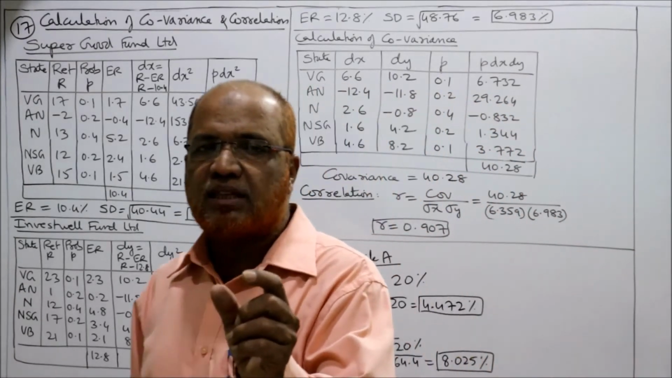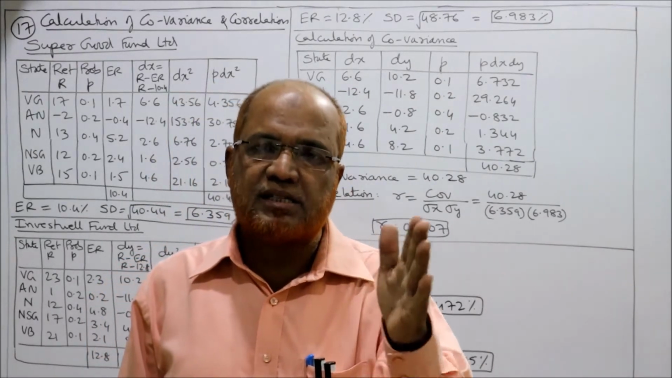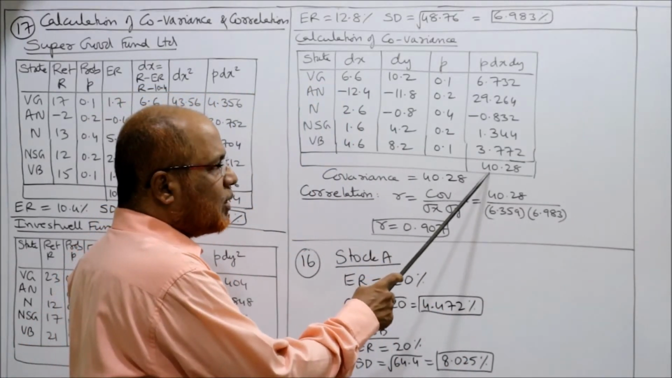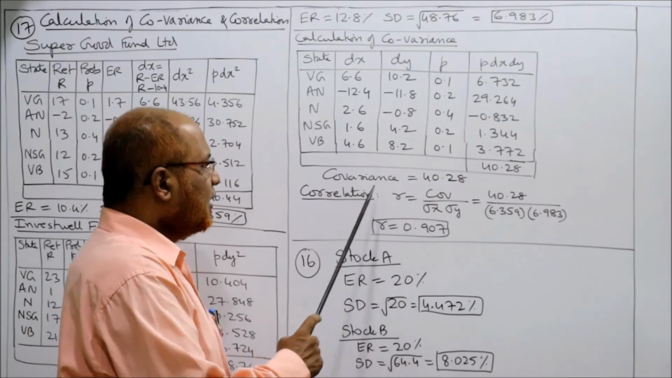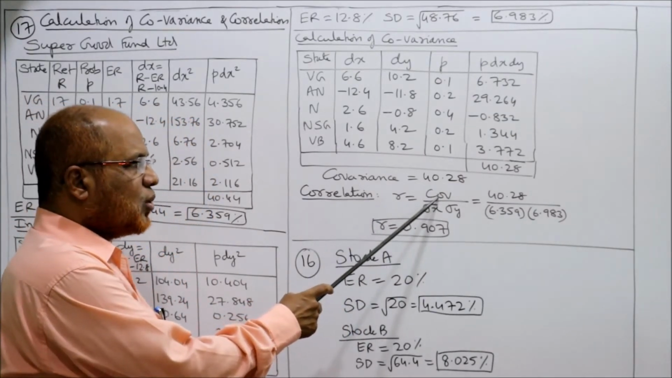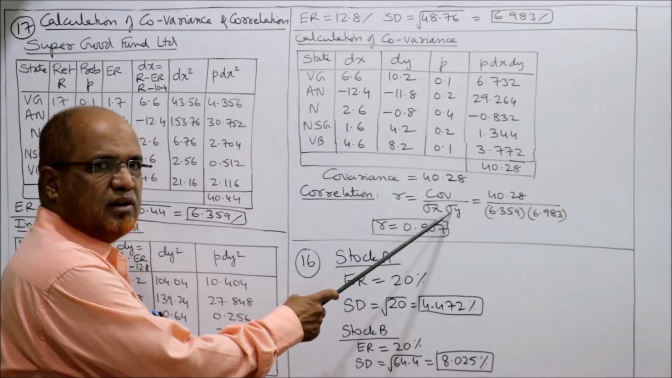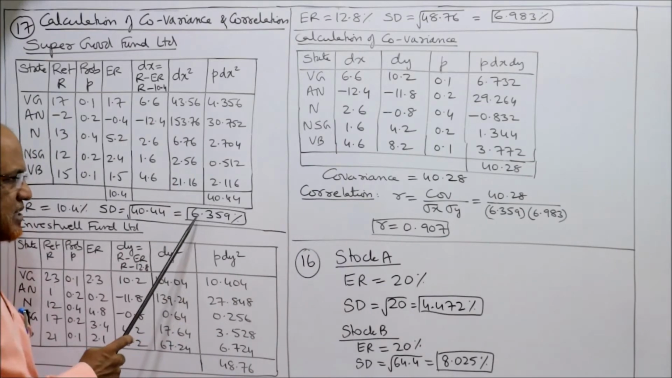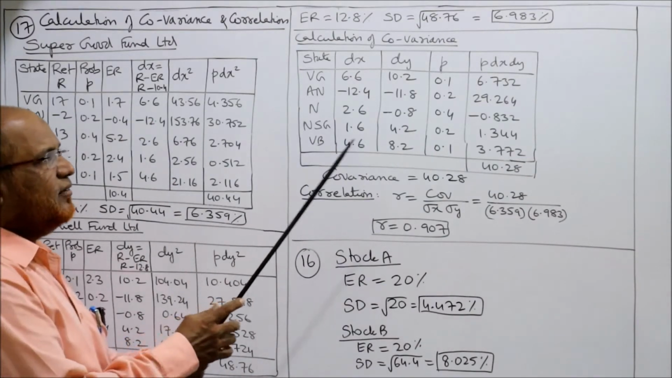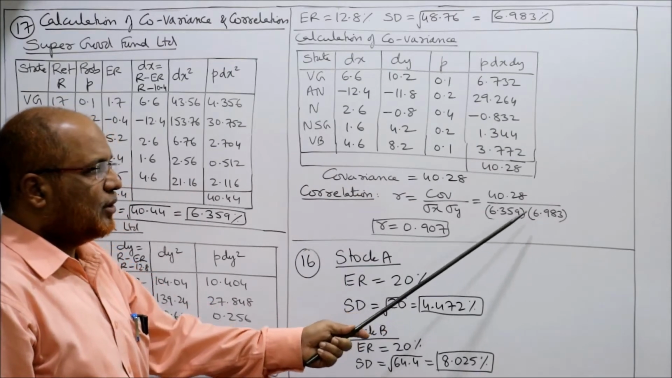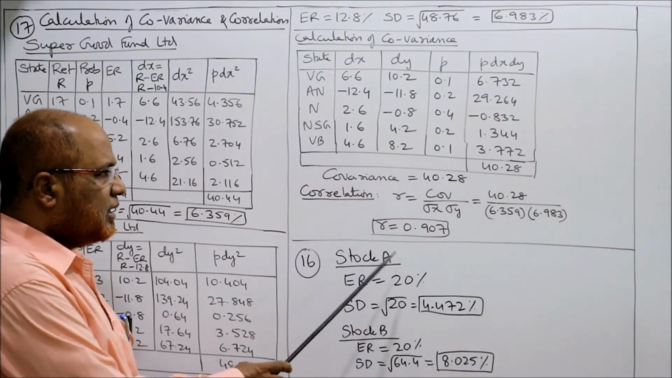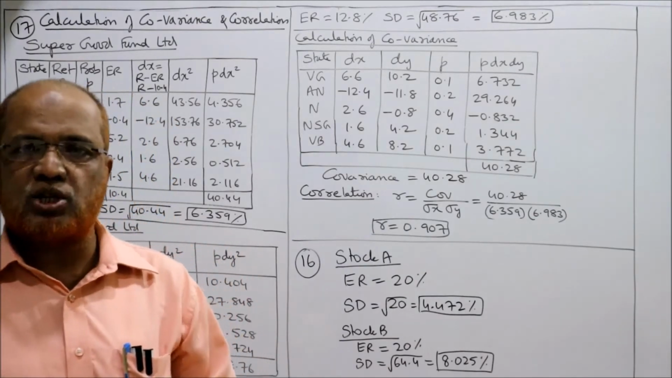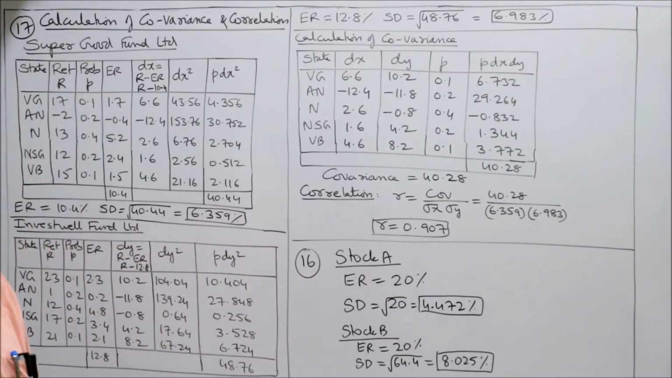So covariance is nothing but the summation of P into dx into dy. We multiplied these three and the total that came is 40.8, this is the covariance. Now the formula for correlation: R is equal to covariance divided by standard deviation of x into standard deviation of y. Covariance we now have, 40.8. Standard deviation of the first company is 6.359 and of the second company is 6.983. Multiply both in the denominator, and ultimately you will get R equal to 0.907. So the correlation coefficient is 0.907.